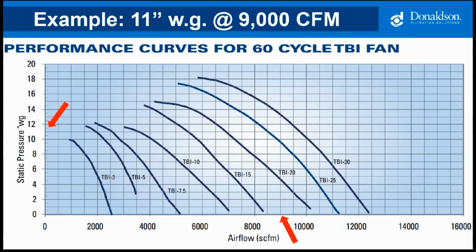Then we line those factors up and we land in between a torque backward inclined, or TBI, 25 and TBI 30. So we go to the curve to the right of where we land, since it's rare we land right on the curve. So in this case, I would have selected a TBI 30.